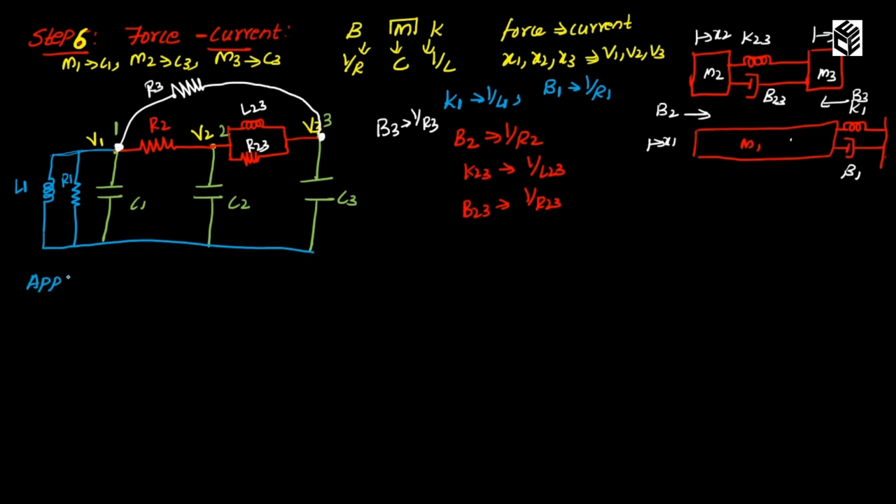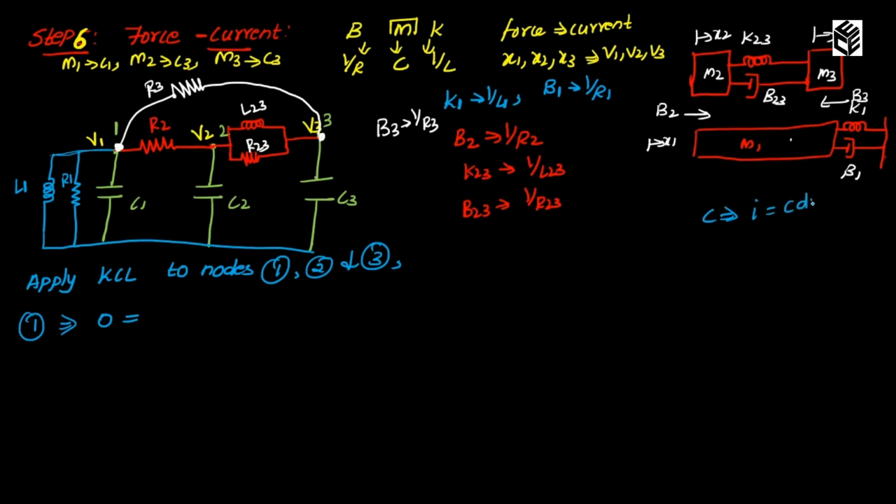I am going to apply Kirchhoff's current law to nodes 1, 2 and 3. Let's recall the formulas. For capacitor, the current equation is C into dV by dt. For resistor, the current equation is I is equal to V by R. And for inductor, the current equation is I is equal to 1 by L into integral of V dt.